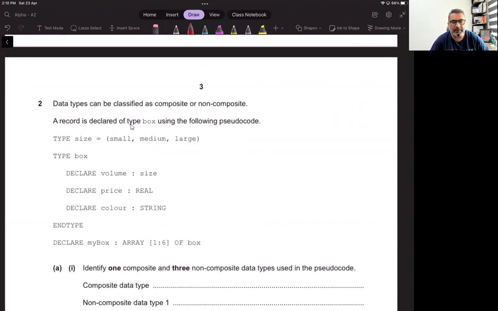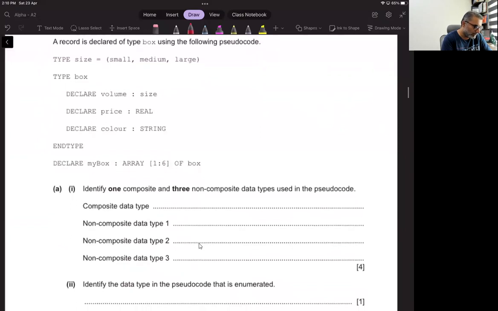A record is declared of type box using the following pseudocode. Type size, this is basically an enumeration, and this is your record data type. Type box, this is volume of size, which is out of enumeration, price, which is real, declare color as string, and end type. Declare my box array of 1 to 6 of box. Okay, so now this is an array holding all these three values at every element. But remember, this is not a two-dimensional array. It is still a single-dimensional array.